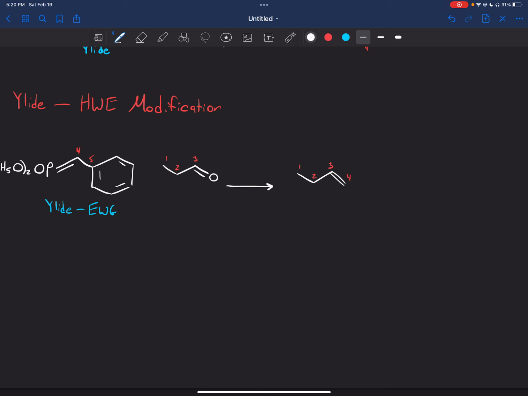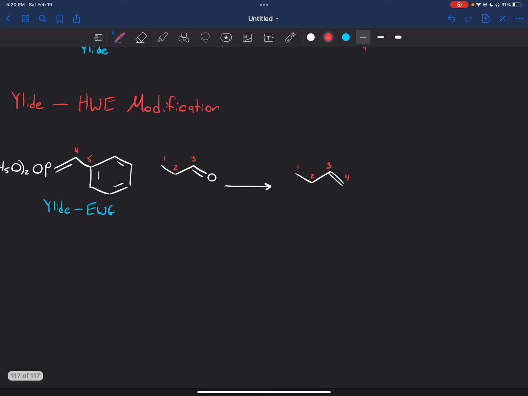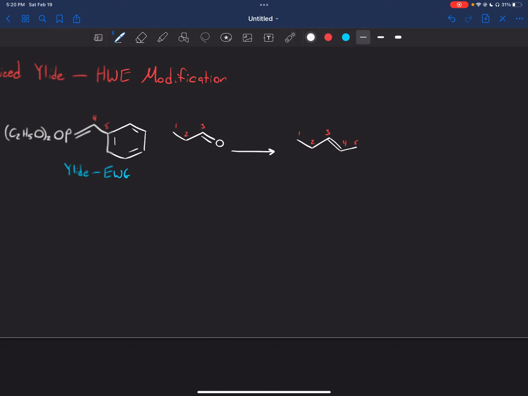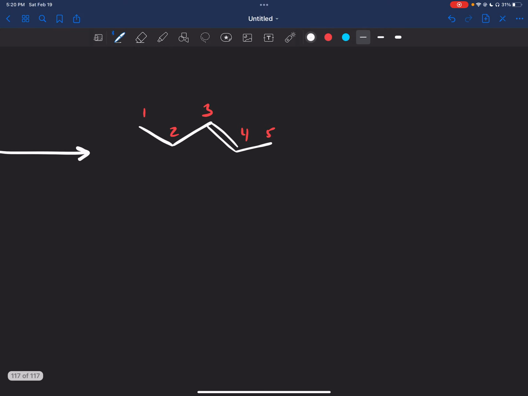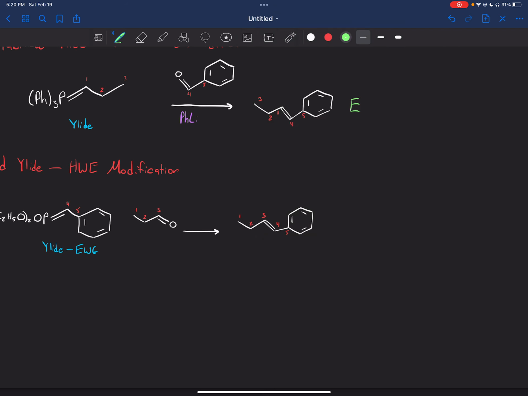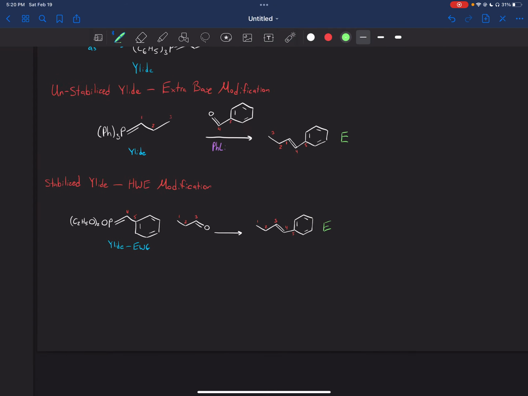Now, E or Z, that's the question. With the HWE modification, we get the E isomer. So 4 is going to be connected to 5 so that the chains are in opposite directions. 5. And 5 is part of the benzene. Like this. E being my major product.